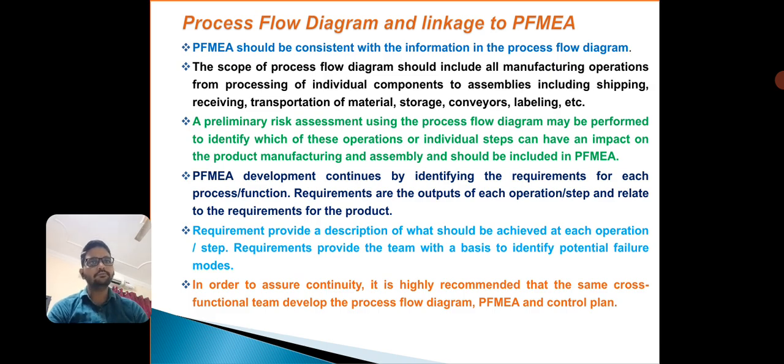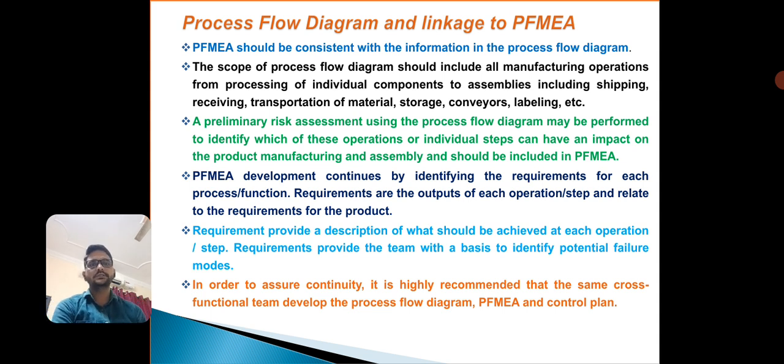PFMEA continues by identifying the requirement for each process function. Requirements are the output of each operation step and relate to the requirements for the product. These requirements provide a description of what should be achieved at each operation step. Requirements provide the team with a basis to identify potential failure points. In order to assure continuity, it is highly recommended that the same cross-functional team develop the PFD, PFMEA and control plan. It should be focused.